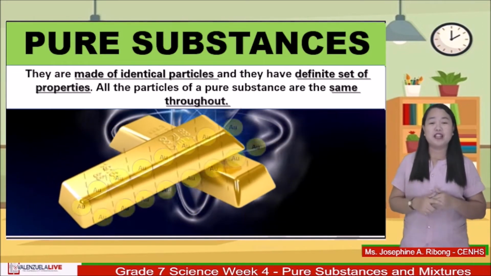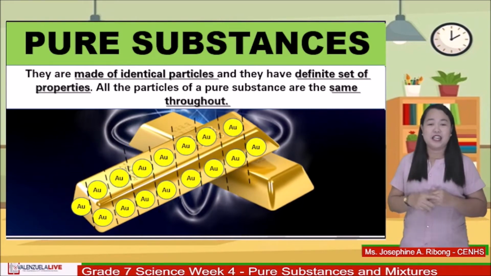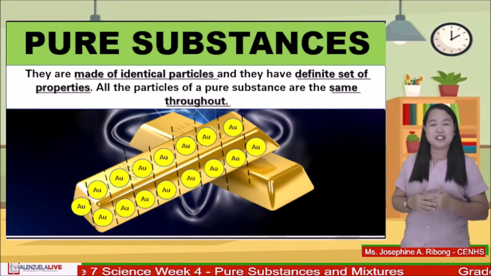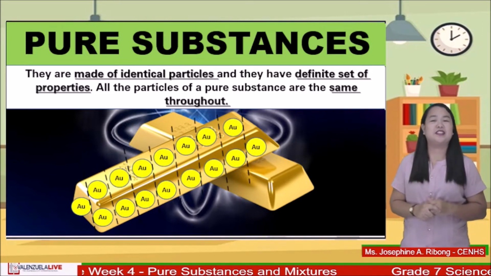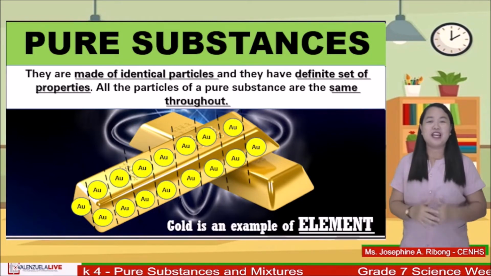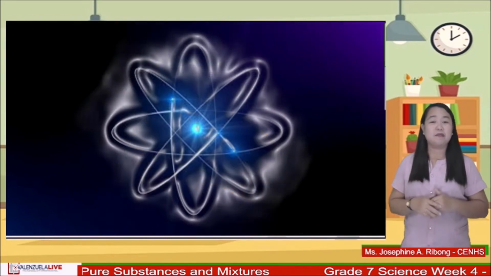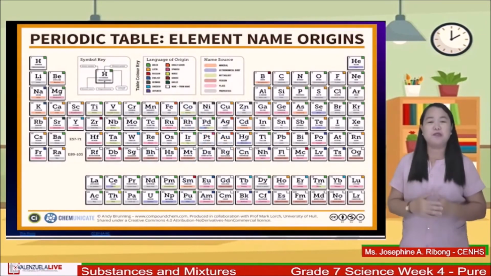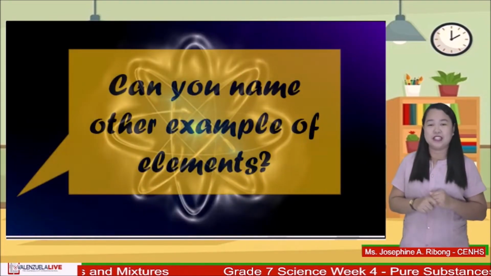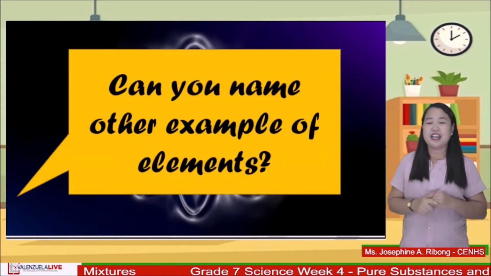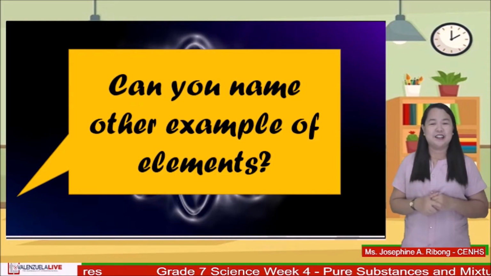Moreover, even if we cut the gold into pieces, its composition remains the same. Remember that gold is an example of an element? Therefore, the 118 elements listed in the periodic table are all pure substances. Can you name other examples of elements? Just type your answer in the comment section.